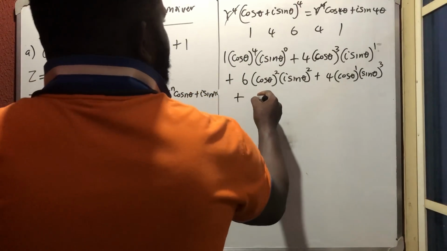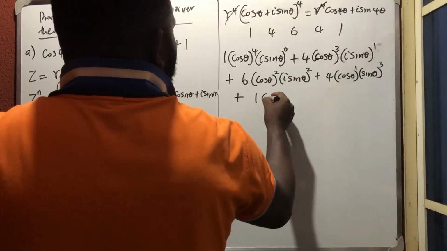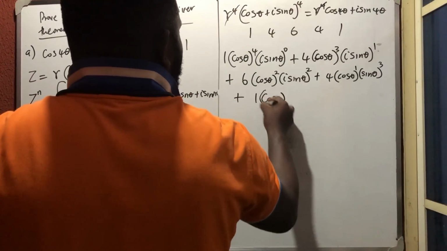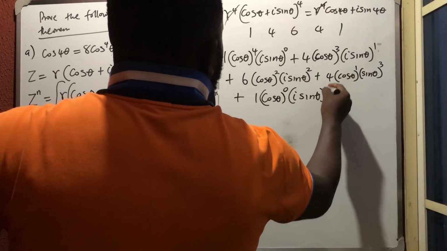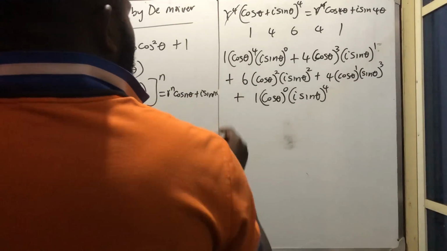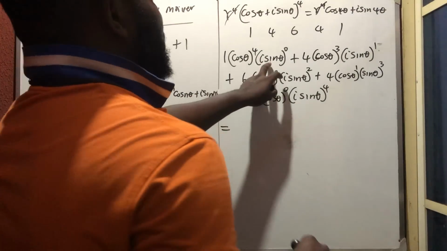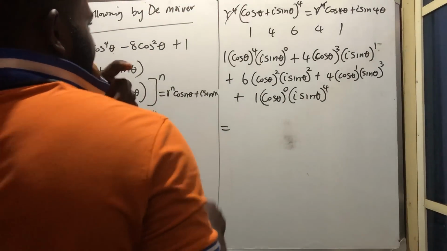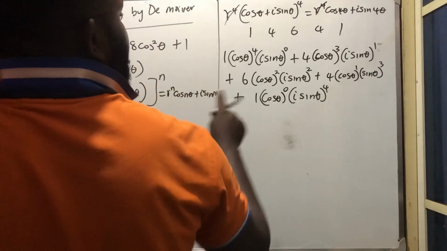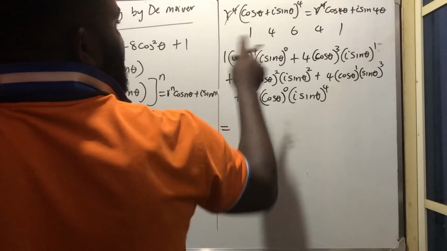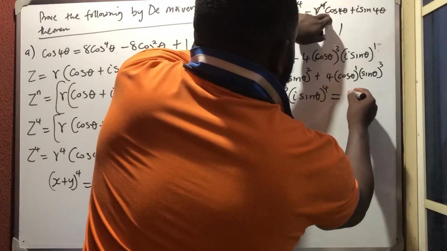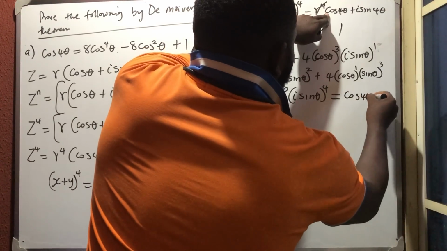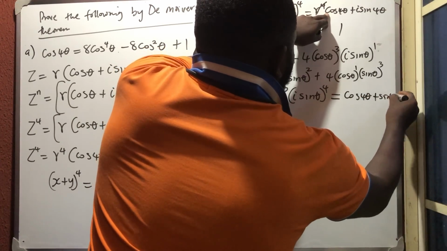Then the last one is 1, where cos theta is raised to power 0 and I sine theta is raised to power 4. Anything raised to power 0 is 1. I'm expanding this. Don't forget that all these things I wrote are equal to cos 4 theta plus I sine 4 theta.